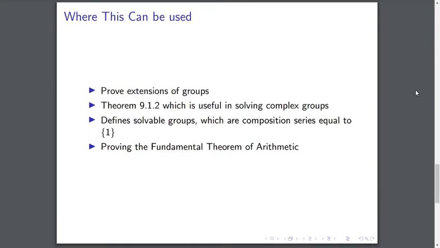Now, where can this be used? Well, it can be used to prove extensions of groups, since G divided by K is similar to a composition series, and we know that if G divided by K is congruent to H, any G and any K are going to be equivalent. That way we know the extension is unique, and we can talk about H in more definite terms. This also allows us to prove theorem 9.1.2, which you saw earlier, which is very useful in breaking up very large, complex groups.